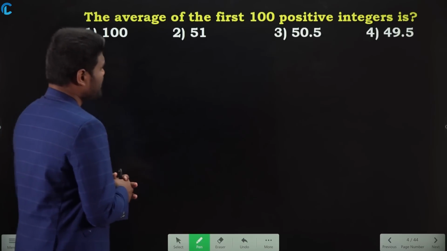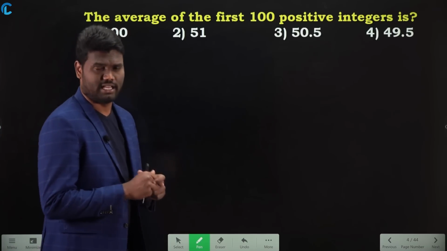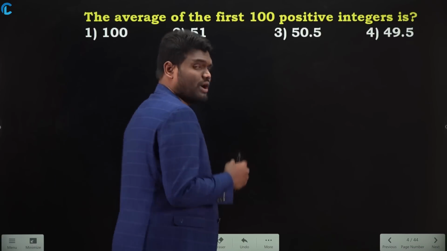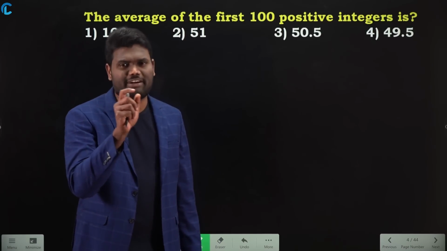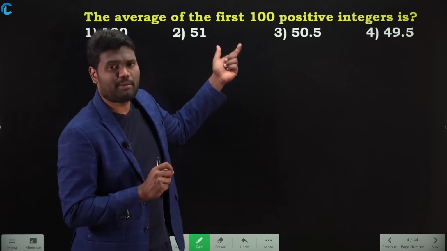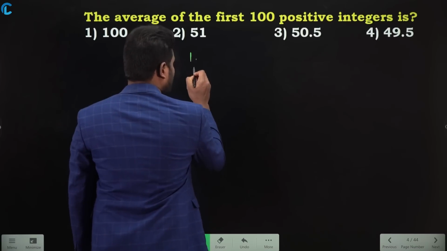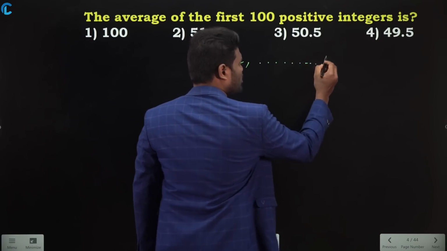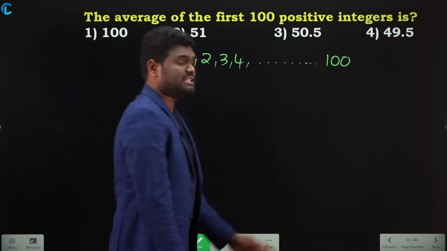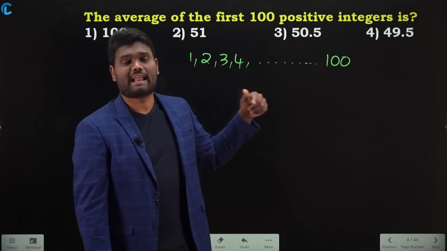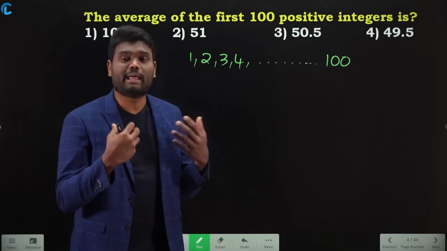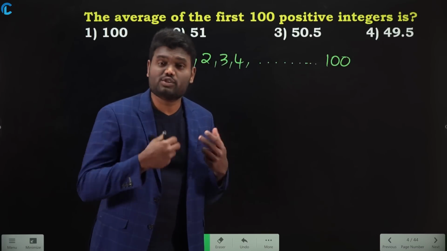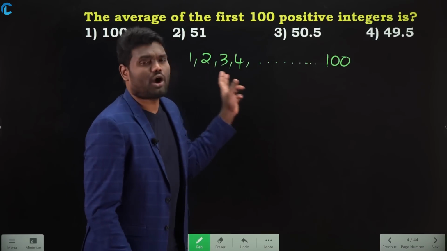The average of the first 100 positive integers is. So we are asked to find the average of the first 100 positive integers. Actually what we know, average is nothing but the sum of numbers divided by the number of numbers. When I say first 100 positive integers, that is nothing but 1, 2, 3, 4, and so on, till 100. Which means I need to add all these numbers, and after adding, divide by the number of numbers. When I do that, I am going to get the average. But adding all these numbers consumes a lot of time, so you can't add all these numbers.